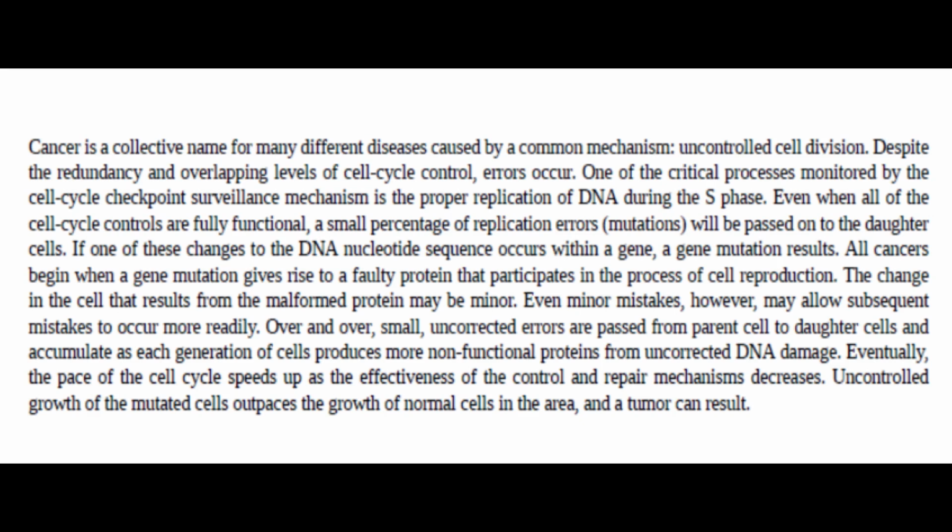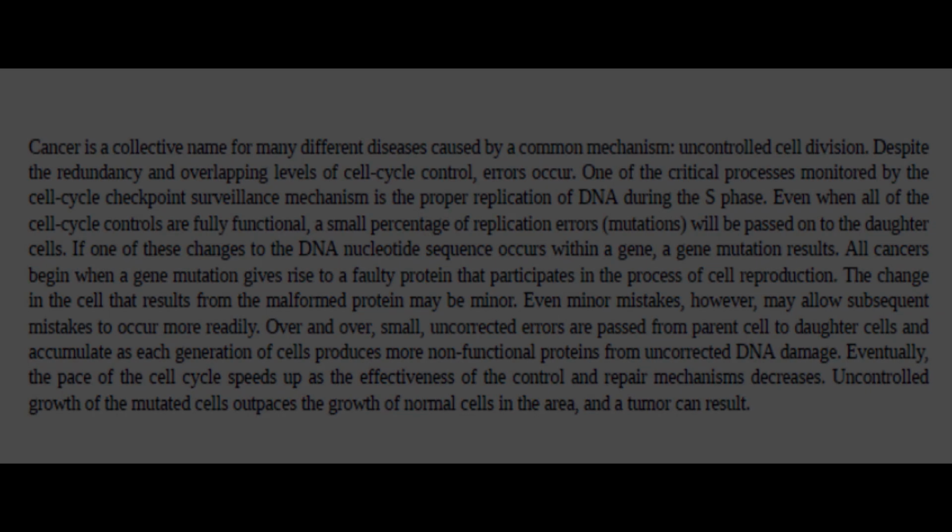Over and over, small, uncorrected errors are passed from parent cell to daughter cells and accumulate as each generation of cells produces more non-functional proteins from uncorrected DNA damage. Eventually, the pace of the cell cycle speeds up as the effectiveness of the control and repair mechanisms decreases. Uncontrolled growth of the mutated cells outpaces the growth of normal cells in the area, and a tumor can result.